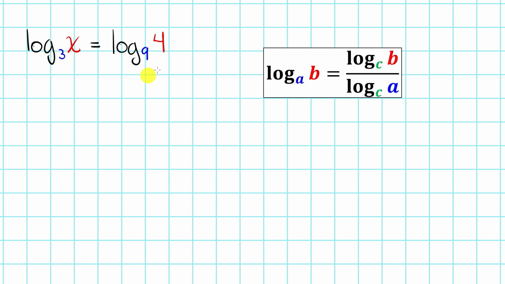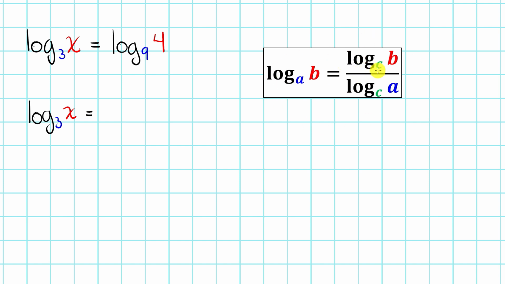We can choose to convert the logarithm with base 3 into a logarithm with base 9, or we can transform the logarithm with base 9 into a logarithm with base 3. Both options are valid and will lead to the same result. In this case, I will choose to convert the logarithm with base 9 into a logarithm with base 3. So, we leave the logarithm on the left as it is and apply the base change property to the logarithm on the right. The new base we are going to use will be base 3.